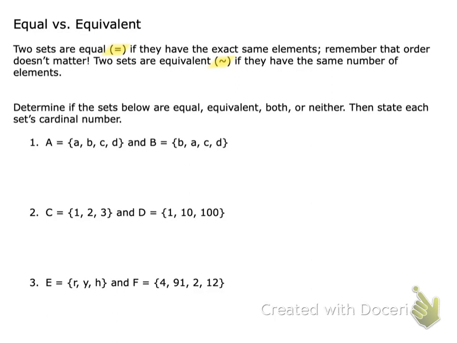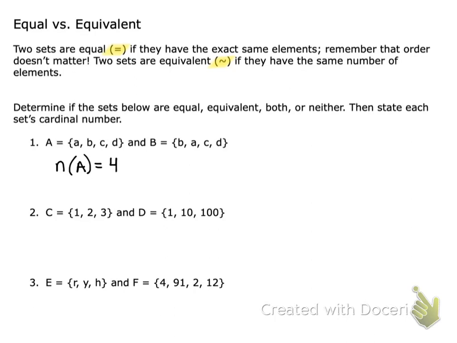So let's look at these examples, because technically we could have ones that are both equal and equivalent, and we could have ones that are either or neither. And then we're also going to look at the set's cardinal number. So let's start with our cardinal number. We write that as n of A equals. So how many elements are in set A?